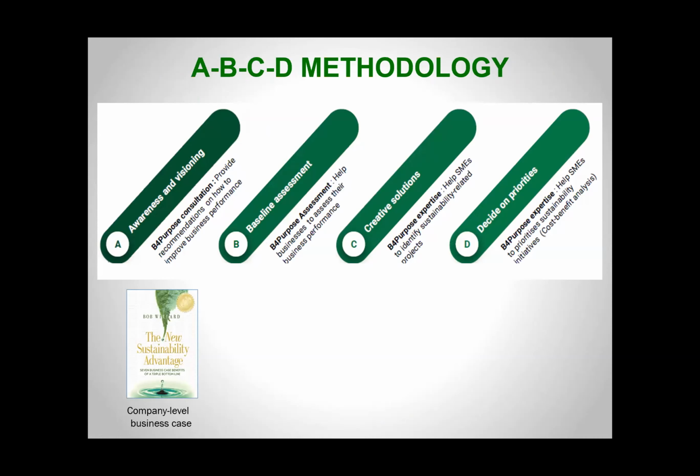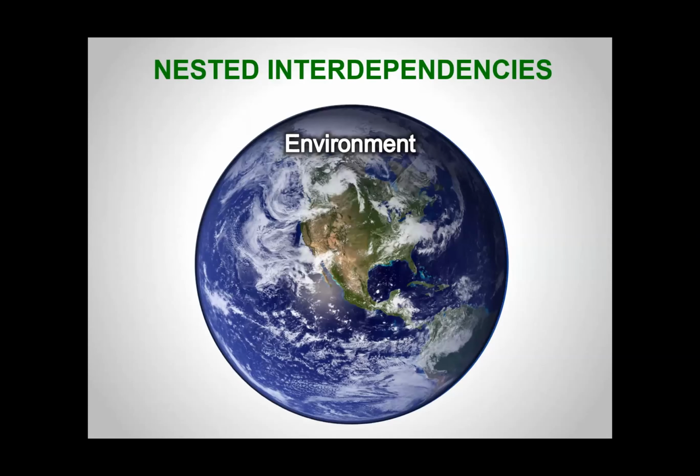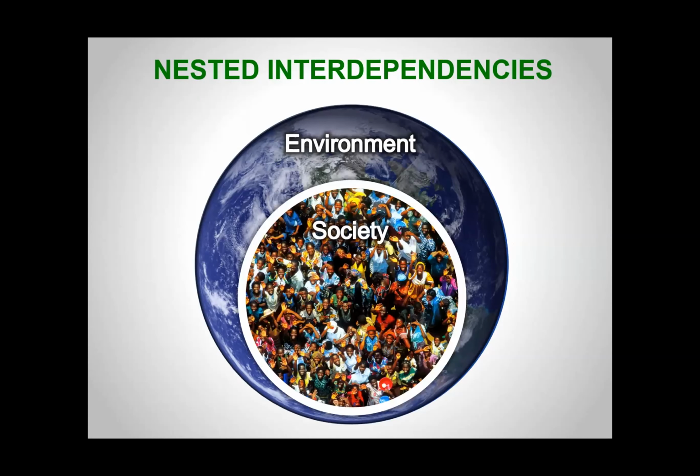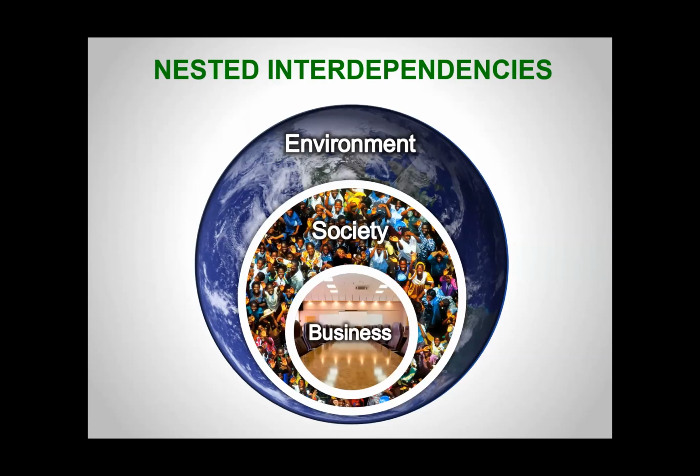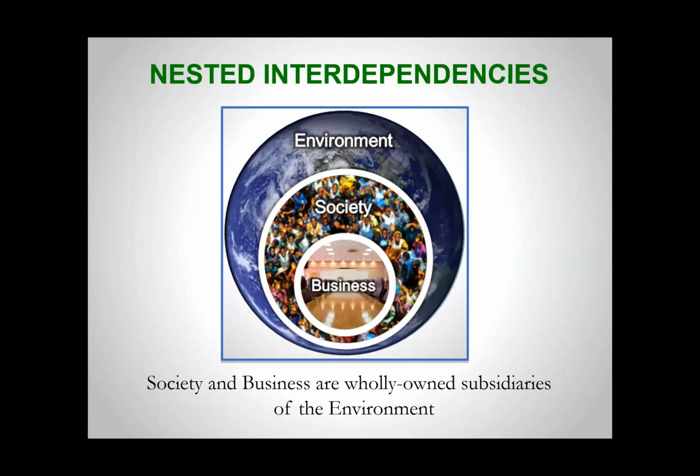Last time we also talked about how to frame sustainability, the three aspects: environmental, social, and governance, or environmental, social, and economy, or environmental, social, and business, but it starts with the environment. So the nested interdependencies model shows the environment in which society is nested and business is nested in society. And the punchline of that is that society and business are wholly owned subsidiaries of the environment, totally dependent on the health of the environment for our continued existence and well-being.